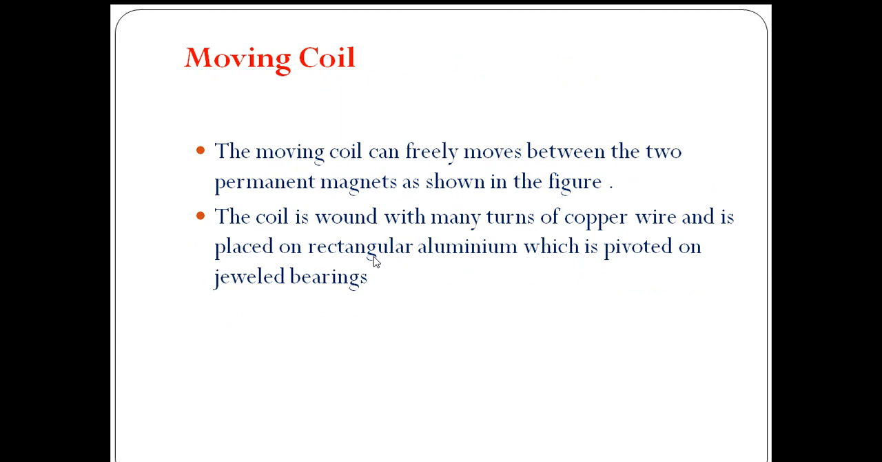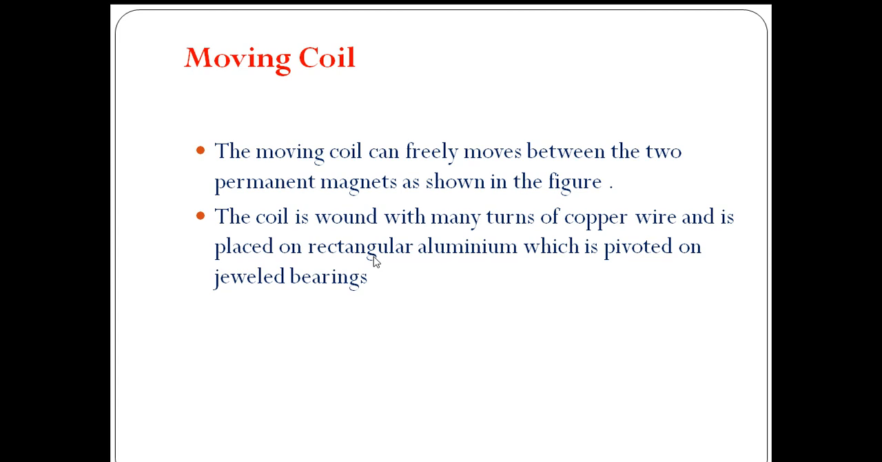Next part is the moving coil. This moving coil can freely move between two permanent magnets as shown in the figure above. The coil is wound with many turns of copper wire and is placed on a rectangular aluminum frame, which is pivoted on jewel bearings.